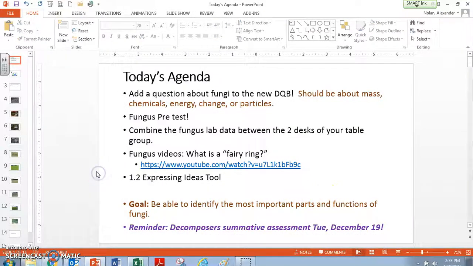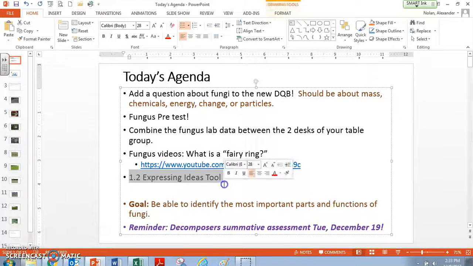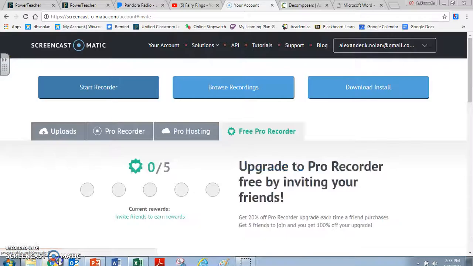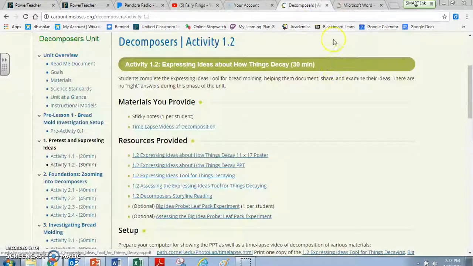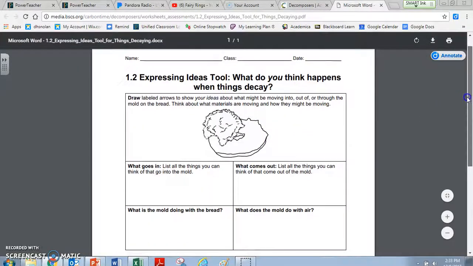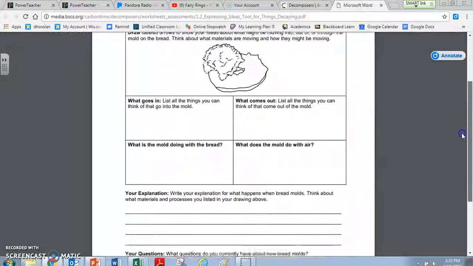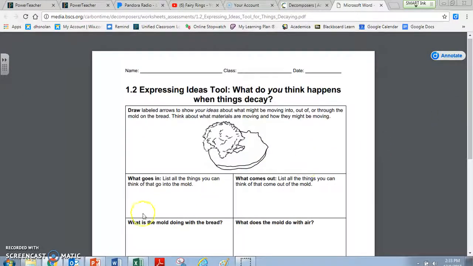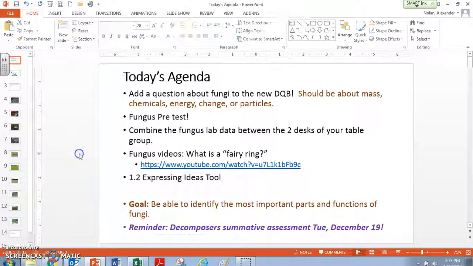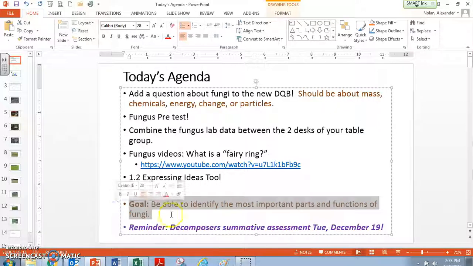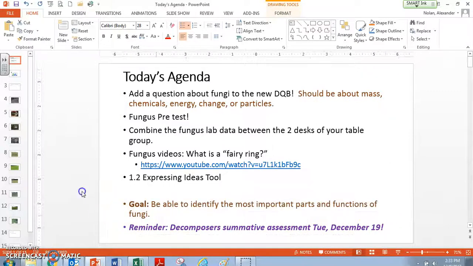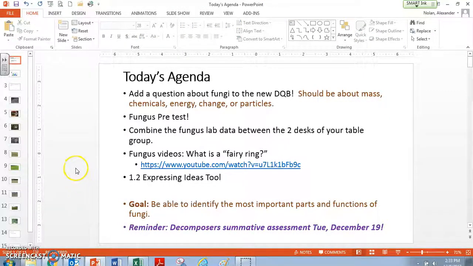What we also did in class after we talked about those was we used the Expressing Ideas tool 1.2, which looks like this. This is in your packet, and we looked at this in class as well. So to start off, let's think of some phenomena that we can use to explain how fungi work. Our goal for today was to be able to identify the most important parts and functions of fungi. And just as a reminder, our summative assessment is due December 19th of this year.